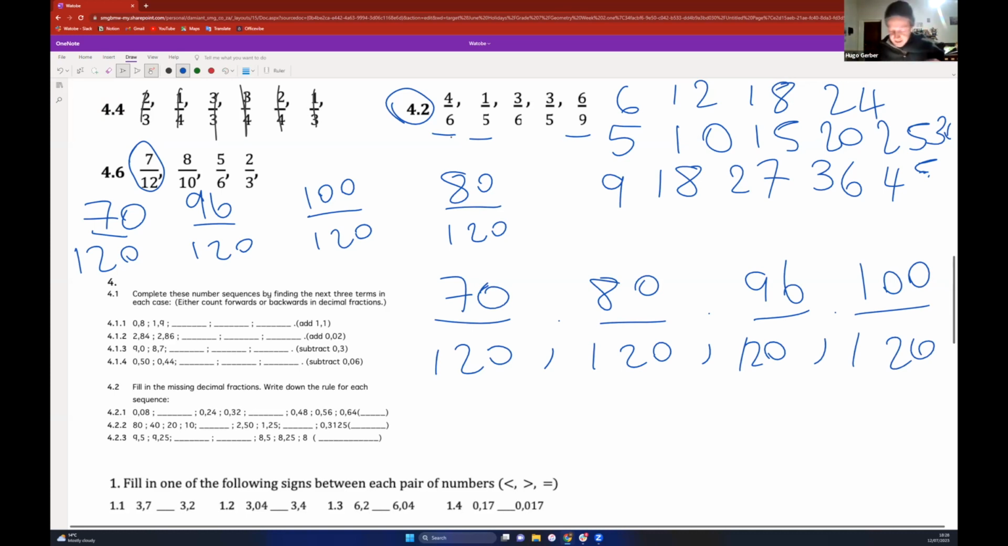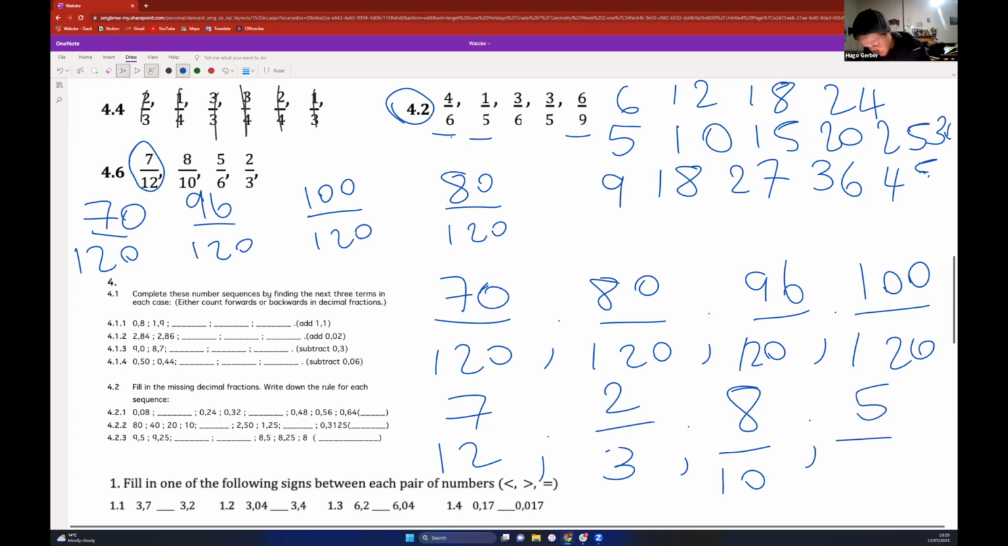Good. Excellent. Now, remember what Teacher Kirsty told us last week. I almost forgot about this, guys, and then we won't get any of our marks. We need to put this back into the form it originally was. So, it's going to be 7 over 12. And then 2 over 3. And then 8 over 10. And then it's going to be 5 over 6.